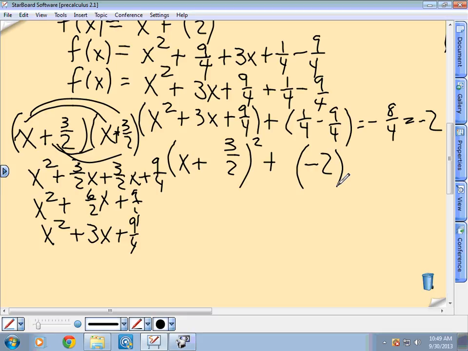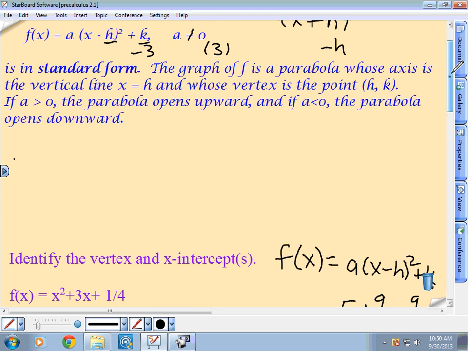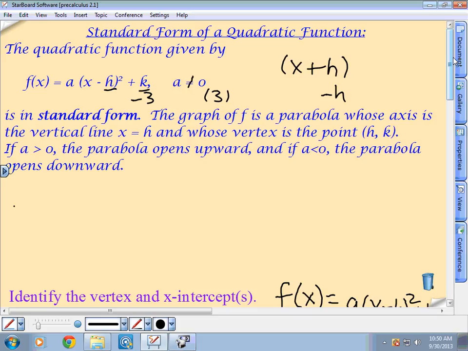So now I have f of x equals x plus 3 halves squared plus negative 2. So now I now have my quadratic in standard form. Well, that's really cool, because now what do I know? Once I know my standard form, then what do I know? I know 2 things. You know your vertex now, right? And you know how to shift it.